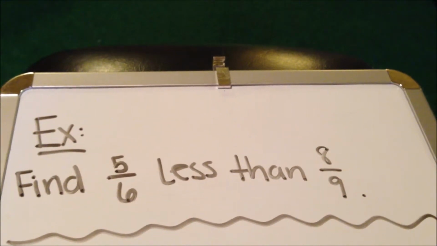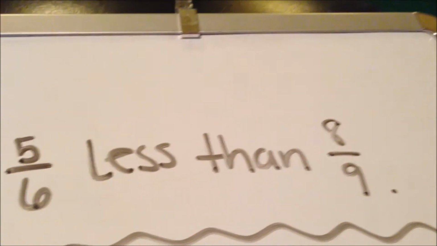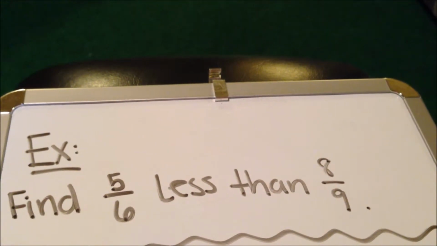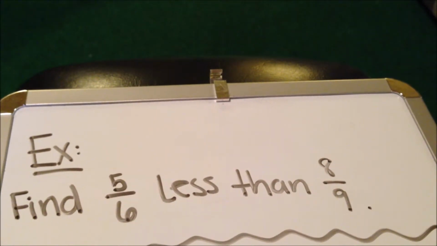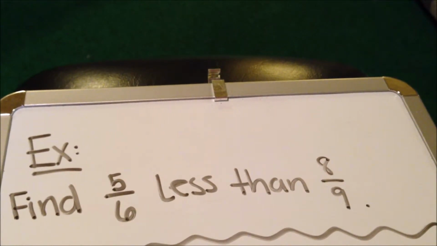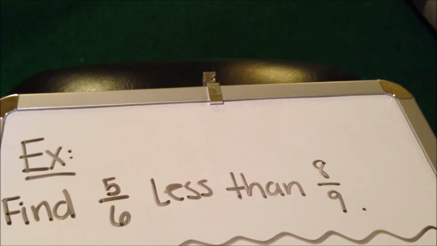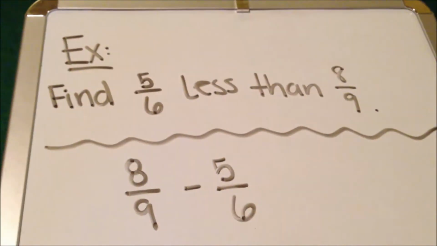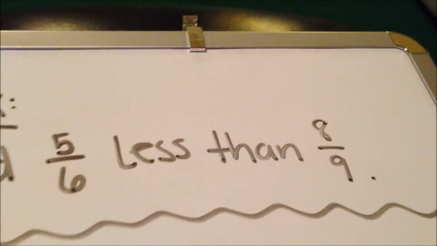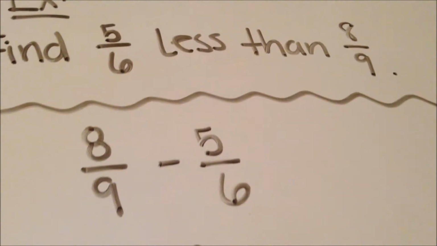Let's try this one. Find 5/6 less than 8/9. Anytime you see the phrase less than, it means to flip-flop the order of the numbers in which they appear in the statement. So instead of doing 5/6 minus 8/9, you're actually going to do 8/9 minus 5/6. Think about it. 5/6 less than the starting number 8/9. So we're going to do 8/9 minus 5/6. So again, anytime you see the phrase less than, flip-flop the numbers in the statement.